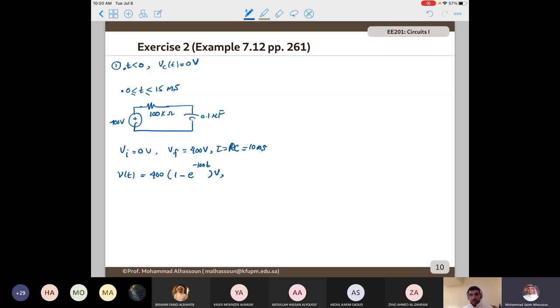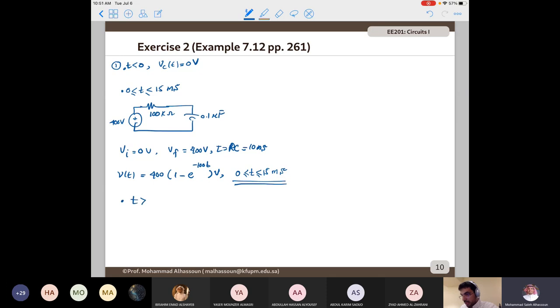Note here is where the fact that the switch stays at position B from t equals zero to t equals 15 milliseconds appears. So this is true only in this interval. That's the only thing that you need to add. Nothing else, that's all.